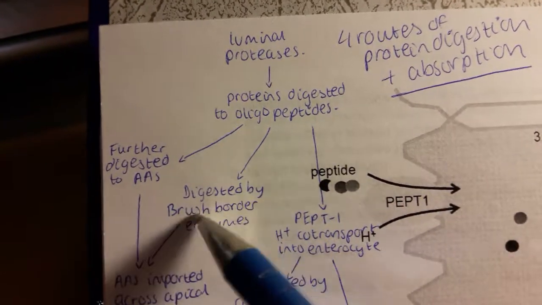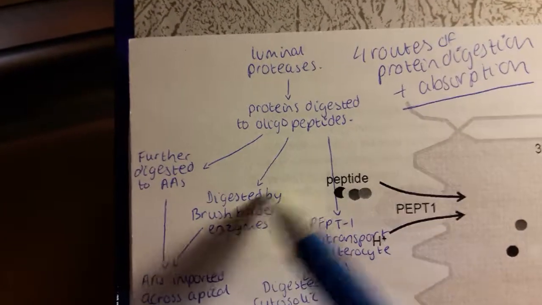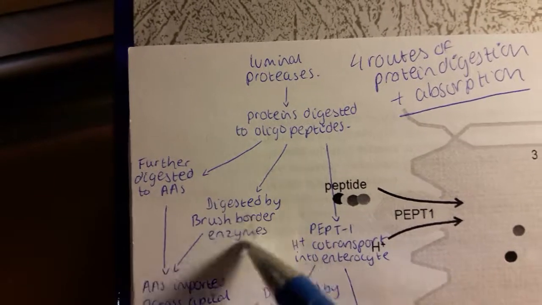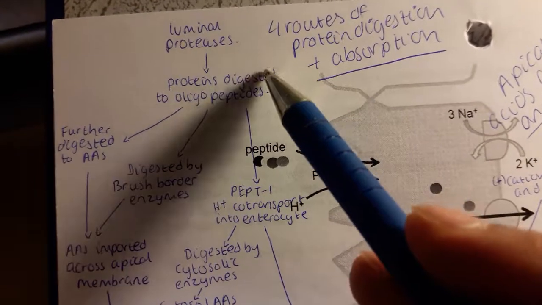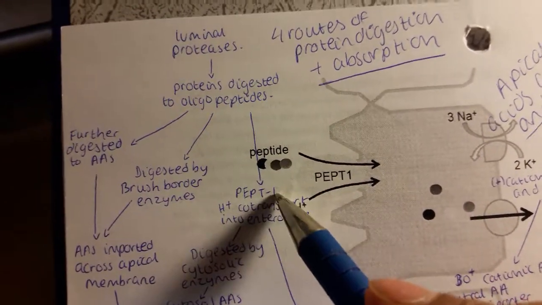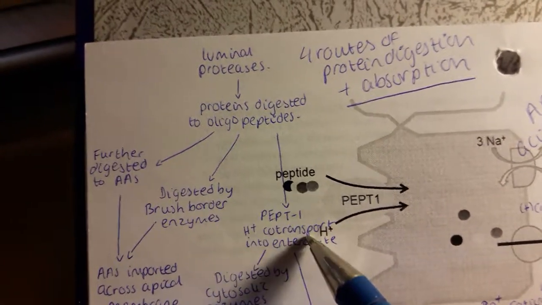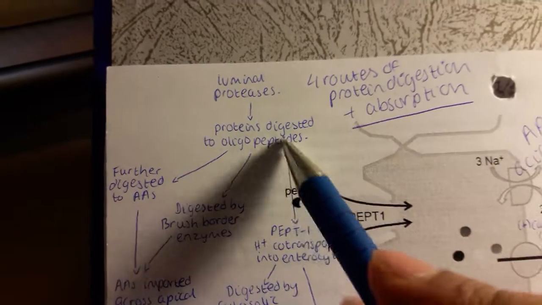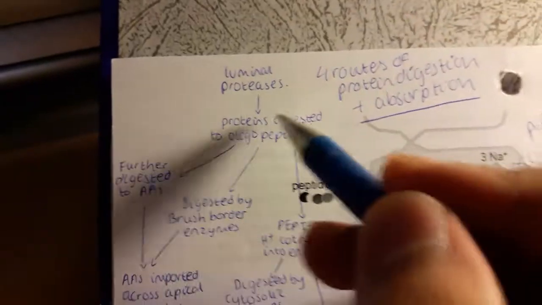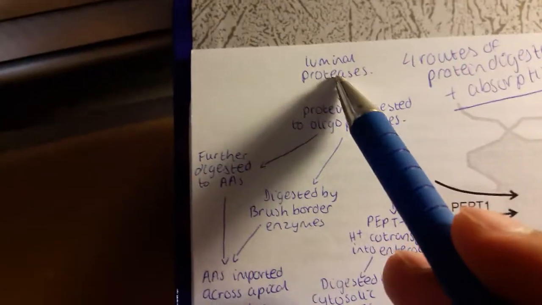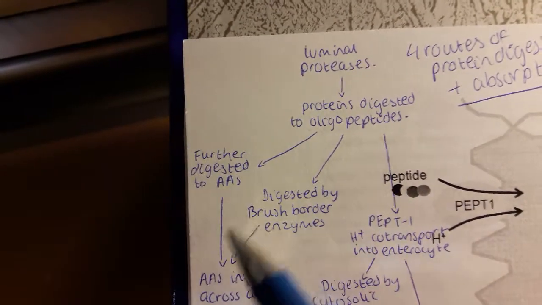They can be digested by brush border enzymes rather than the luminal proteases, on the brush border of the enterocytes. Or through the PEP-T1 hydrogen cotransporter, the oligopeptides can be absorbed into the enterocyte. So let's look at the first route. Luminal proteases digest the proteins to oligopeptides and further digest them to amino acids.